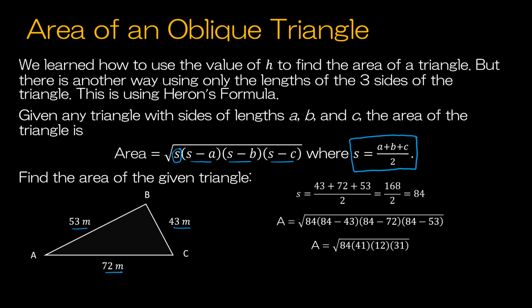From there, I'm simply going to simplify by subtracting, and then I'm going to multiply and take the square root. So this area is approximately 1,131.89 square meters.